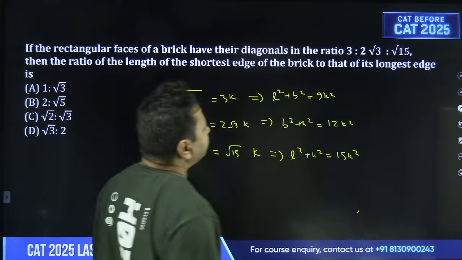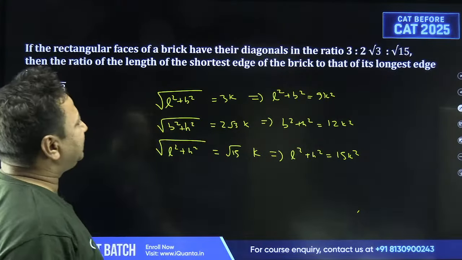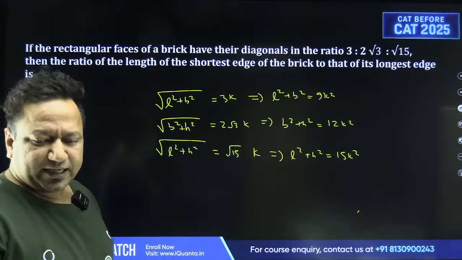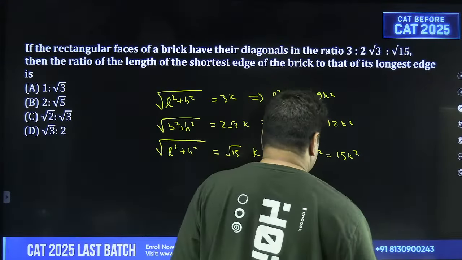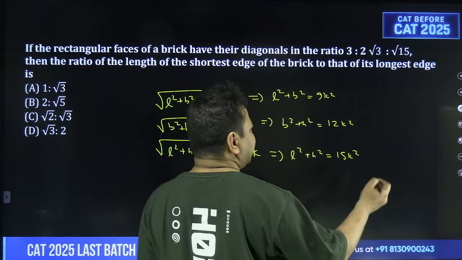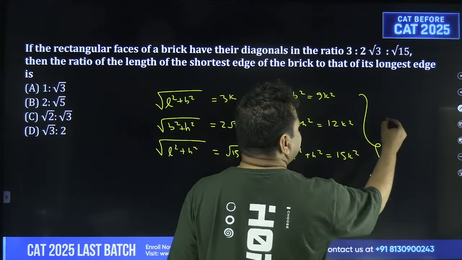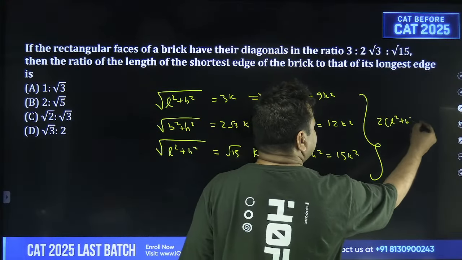Wow. Life is sorted. Now I can calculate the values of L, B, H. Okay? I can calculate the value of L, B, H. How do I do it? I don't think I even need to explain that, right? If I add all of it, I'll get 2 times L square plus B square plus H square.